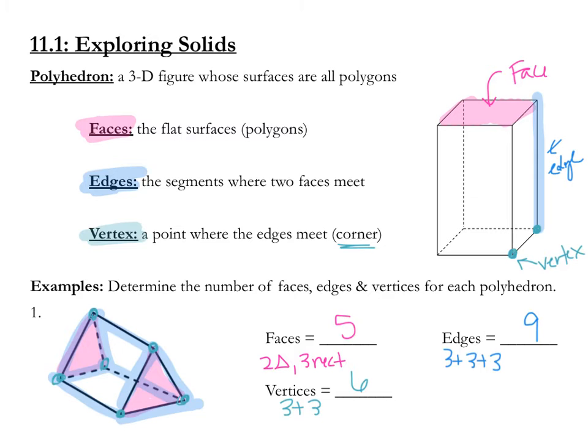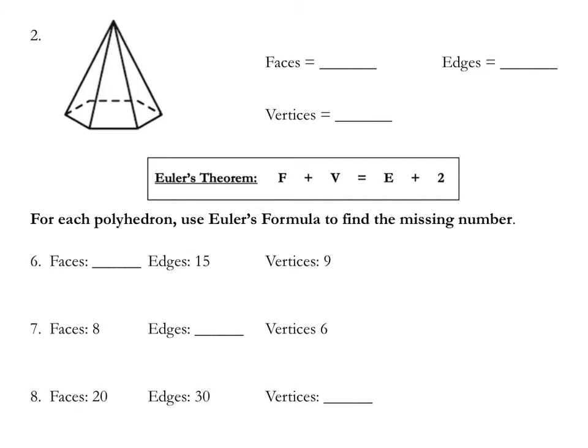Let's try another one. So in this one, we're trying to count faces. Again, faces are the flat surfaces, so I definitely have this hexagon on the bottom. So there's 1 hexagon, but there are then the triangles coming down, and you can't see all of them in this particular picture, so you have to use your imagination a little bit. You have to think about how many triangles would come down to connect to each side of the hexagon. There would be 6 triangles total. So since that's 1 plus 6, there are 7 faces in this.